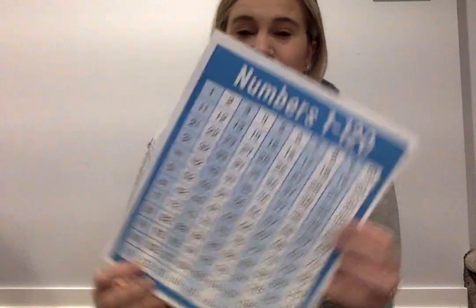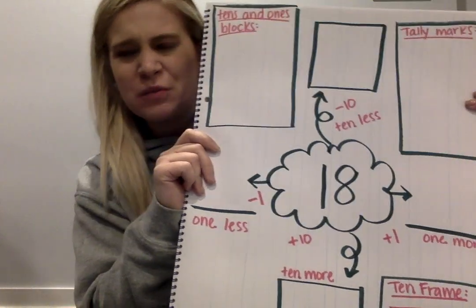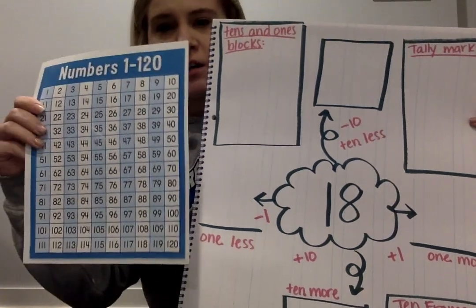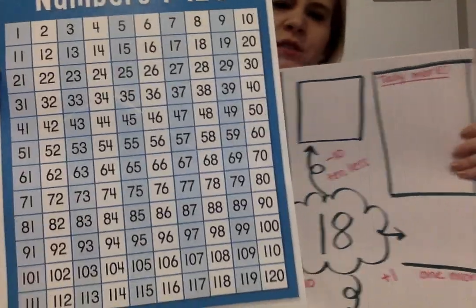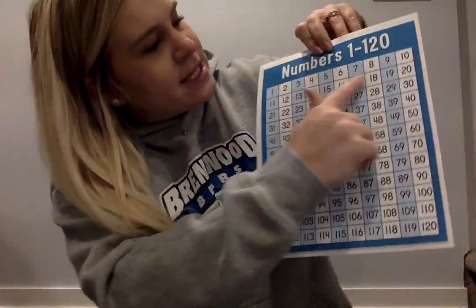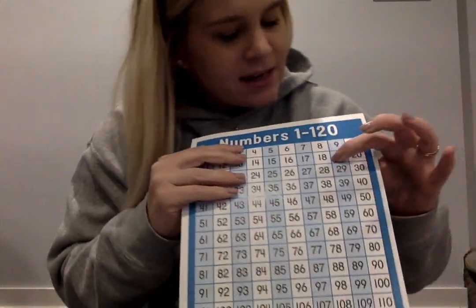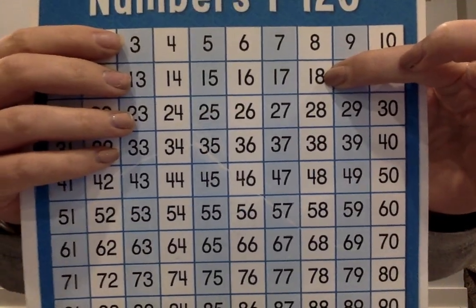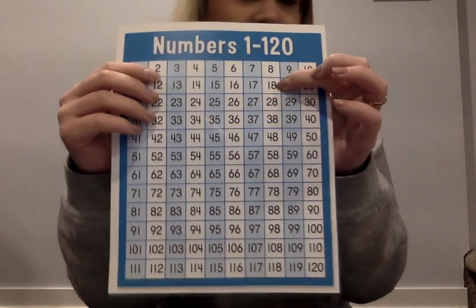We are going to use our 120 chart to help us do some thinking about the number 18. So first, what we need to do on our 120 chart is find the number 18. Did you find it? Do you see where it is? 18 is with all the teens, so it's right here, and all the 8s. 18. It has a 1 in the tens place and an 8 in the ones place.